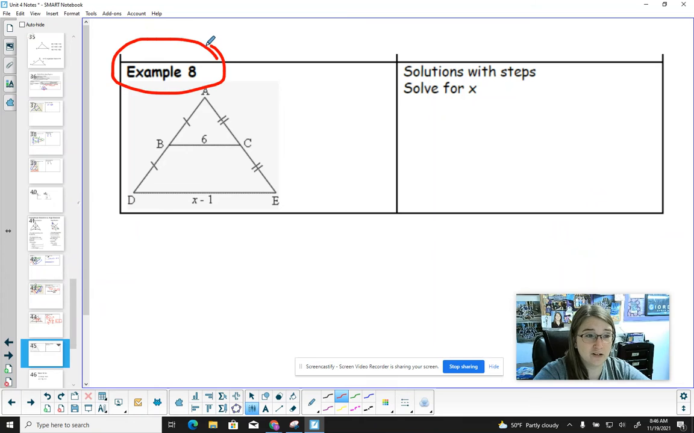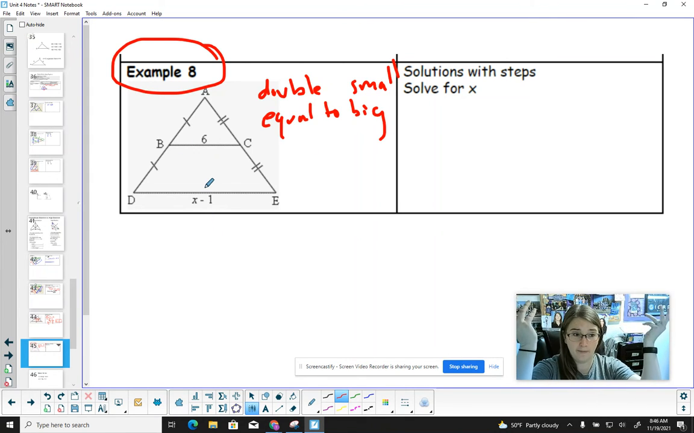So again, keeping you on your toes, we're here at example 8. Make sure you're on the right slide. So think double the small equal to the big. So take a second to write your equation for this. Which one is your small? We're going to double that one equal to the big. Yeah, and then we'll check and see if the equation is correct.